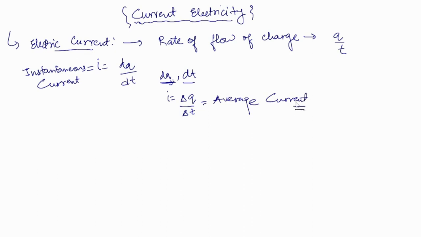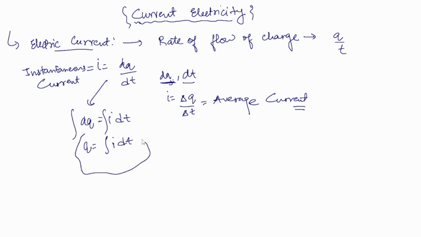These are the basic terminologies that we'll be using. From here you can also derive one thing. If you transpose, it will be dq is equal to I dt, and if you integrate this, it will be q is equal to integral of I dt. This is also a very important result, so we'll be doing the problem using this result.